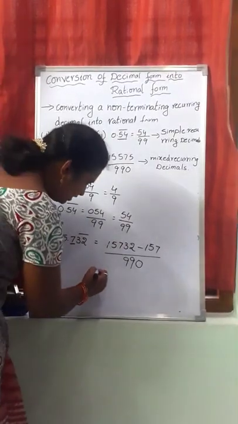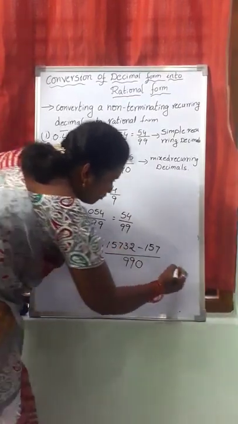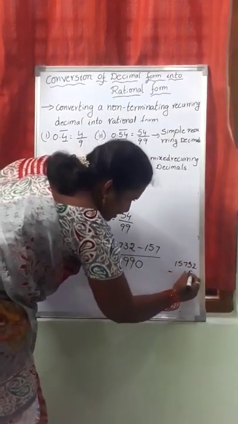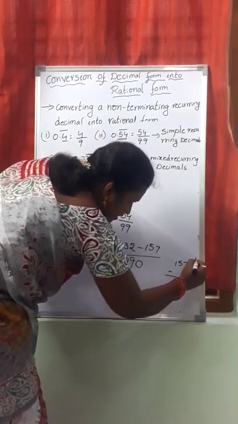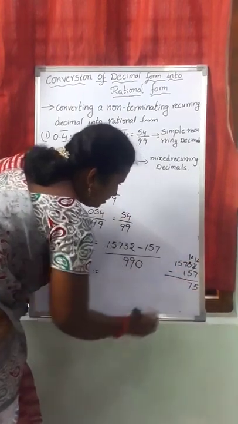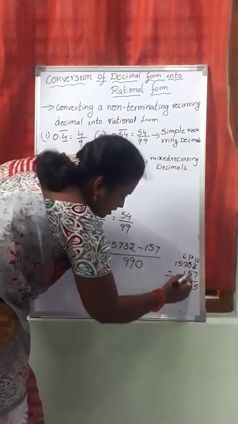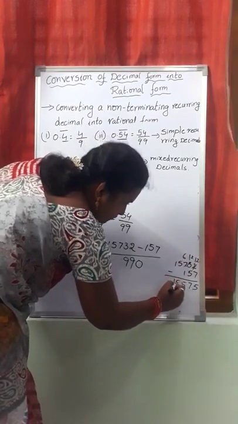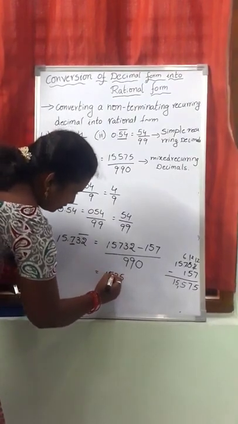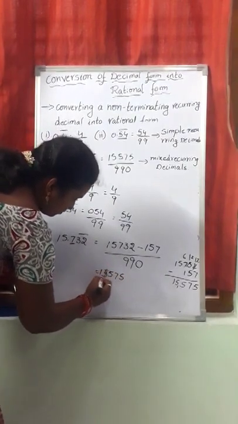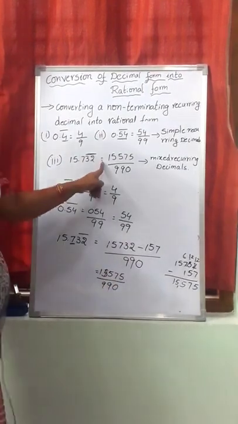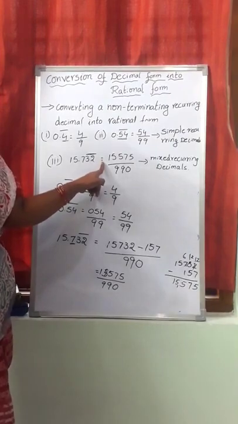Okay, then we have to subtract 15,732 minus 157. 12 minus 7 is 5. 12 minus 5 is 7, and it is 6. 5. We are having 15,575 by 990. Got the answer? Understand the concept?